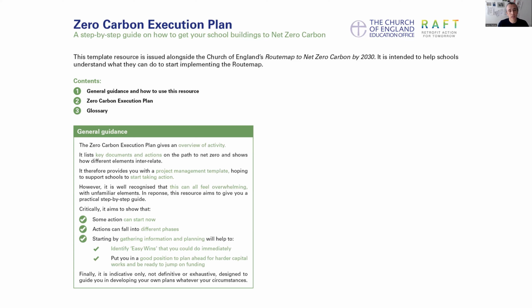We then give a section on general guidance, and here we really want to make the point that this is a project management template. It's a way of supporting schools starting to take action. We also want to talk to schools in the sense that we understand that this could feel overwhelming, and we want to be very clear that it allows action to start now. It defines the different phases into which action falls, and it talks about the importance of gathering information and planning.